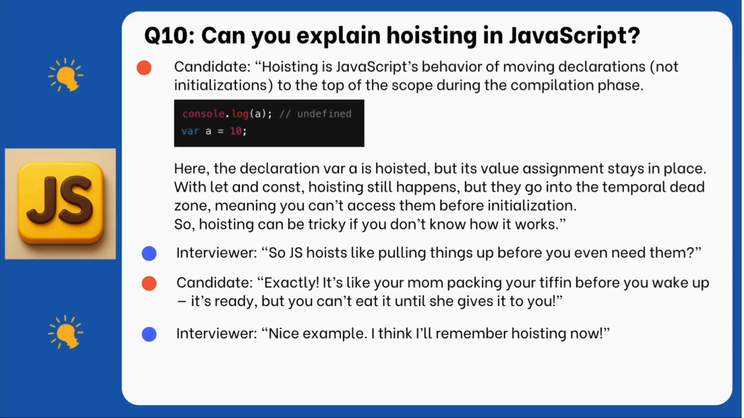Can you explain hoisting in JavaScript? Hoisting is JavaScript's behavior of moving declarations, not initializations, to the top of the scope during the compilation phase, as mentioned in the example below. Here, the declaration of var is hoisted, but its value assignment stays in place. With let and const, hoisting still happens, but they go into the temporal dead zone, meaning you can't access them before initialization. So hoisting can be tricky if you don't know how it works.